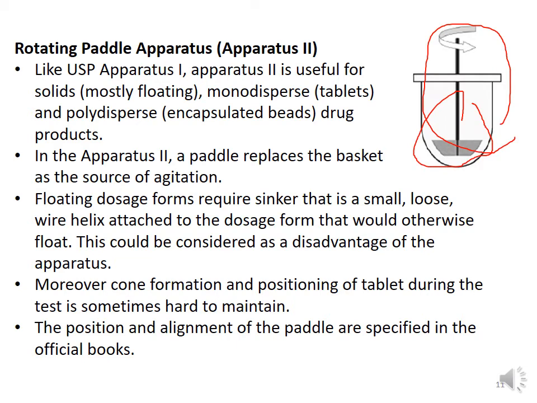Floating dosage forms require a sinker, that is a small loose wire helix attached to the dosage form that would otherwise float. This could be considered a disadvantage of the apparatus. If the tablet floats, then a sinker is needed in order to avoid floating of the tablet. Moreover, cone formation and positioning of the tablet during the test is sometimes hard to maintain. The position and alignment of the paddle are specified in the official books.